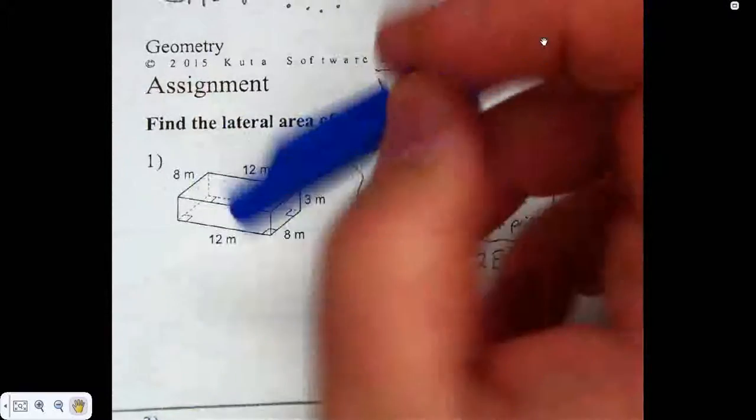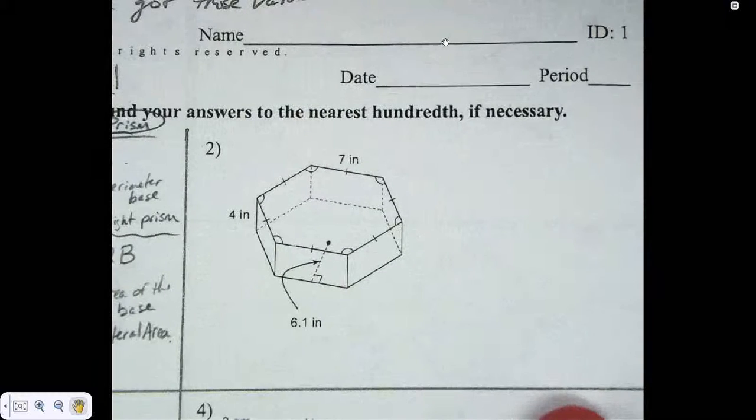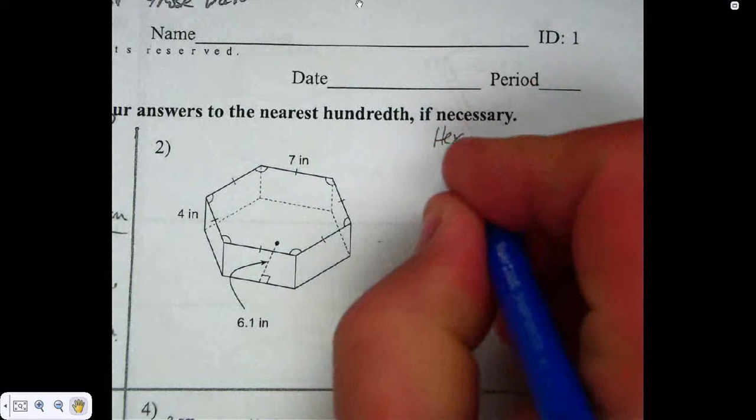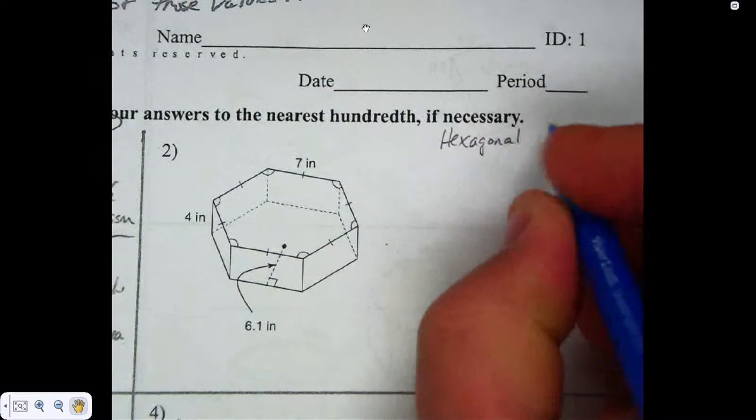So that's all you'd have to find there. Now, here's the deal over here. What is this thing called? It's called a hexagonal prism.